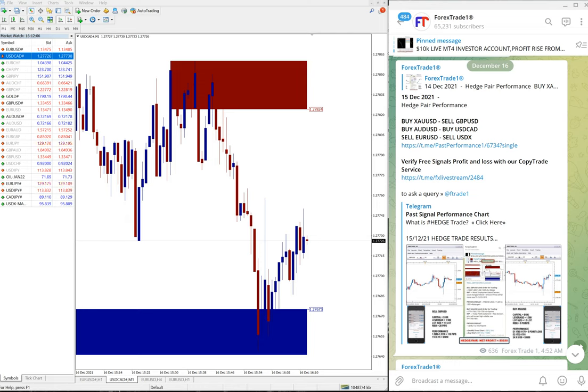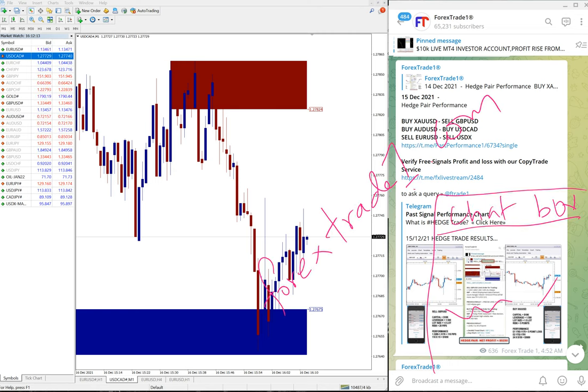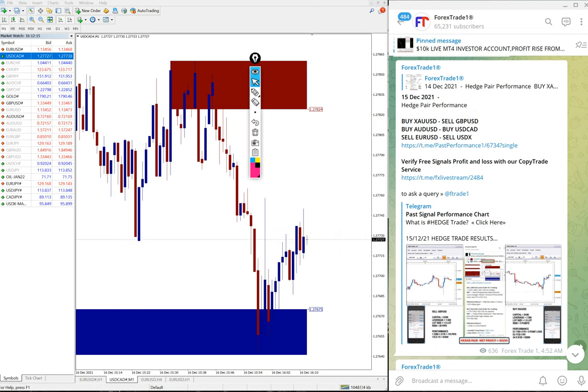Before going into the performance, just a small introduction about hedge. Hedge means we are going to trade one pair against another. That is called hedge. This type of trading will help you to minimize your risk, and it will diversify your trading portfolio. For example, here in this case, we are having three hedge pairs, as you can see here.